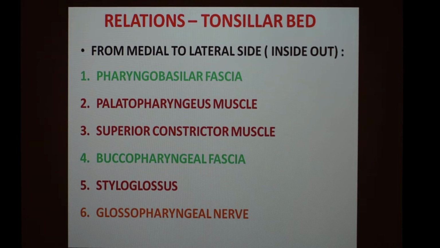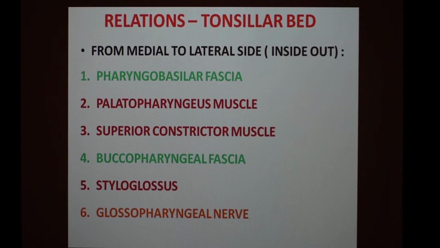Coming to the relations, as we already see, the upper pole is related with the apex of the tonsillar fossa. The lower pole is separated from the tongue by the tonsillolingual sulcus. The medial surface is free, communicating with the oral cavity. The lateral surface is the most important surface, which is related with different structures.